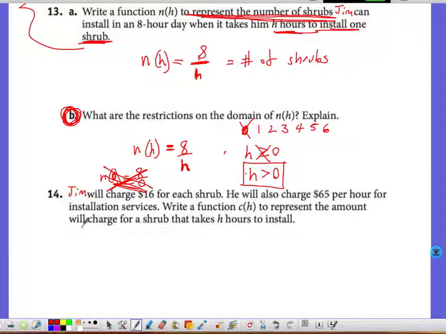Jim will charge $16 for each shrub. He will also charge $65 per hour for installation services. Write a function c of h to represent the amount Jim will charge for a shrub that takes h hours to install. Okay, so again, $16 for each shrub. He will also charge $65 per hour for installation services. And this is going to be the function right there.